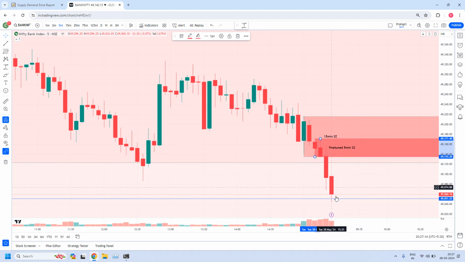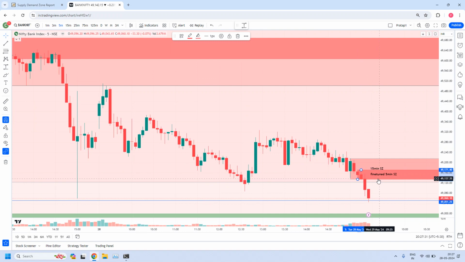Now currently the market is bearish. So in the bearish trend, that means in a downtrend, these fine-tuned 5-minute zones will have a higher success rate. I will not say up to 80% success, but definitely maybe a 60% success rate. At least we can rely on them to some extent.